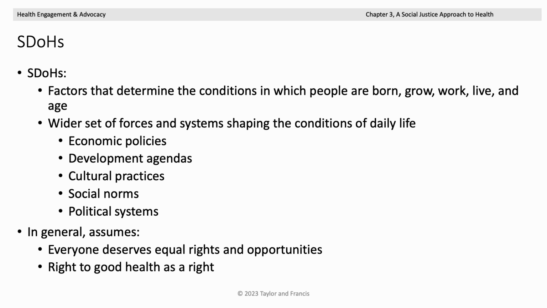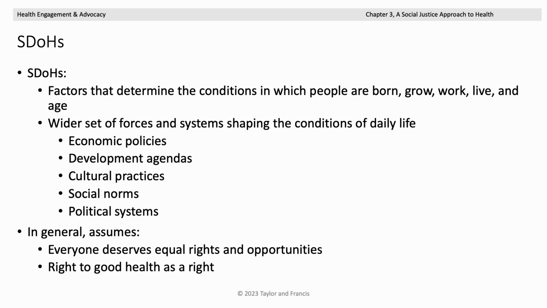Now, let's formally define social determinants of health for anyone encountering this term for the first time, and reframe it for those who already know it from public health coursework or Chapter 1 and Chapter 2 that we did previously in this class. SDOH are factors that determine the conditions in which people are born, grow, work, live, and age.